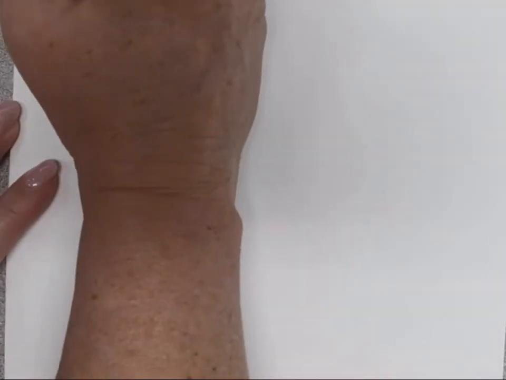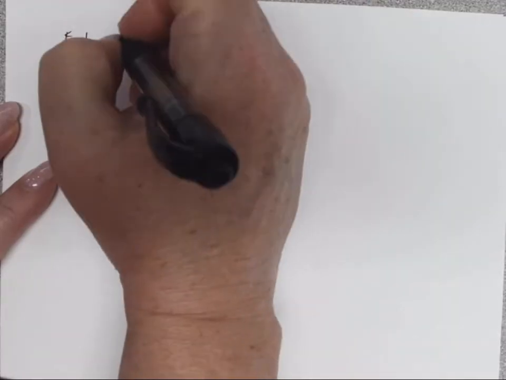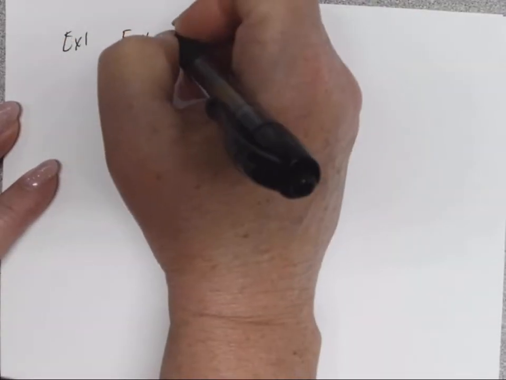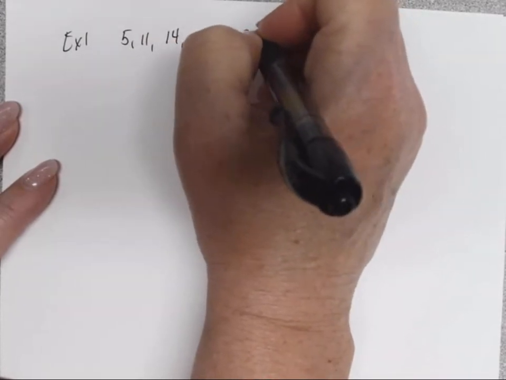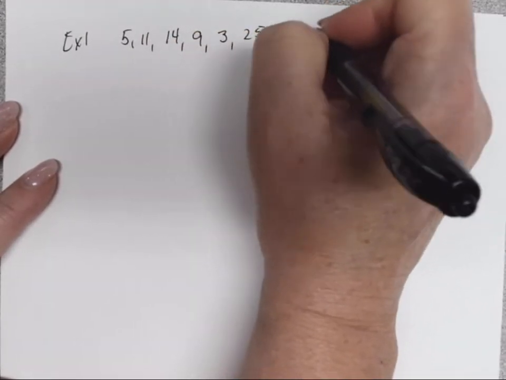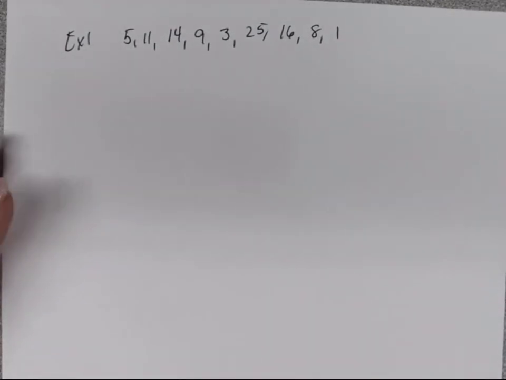So we're going to look at a list of numbers, and then we're going to answer some questions regarding the list. So for example 1, we are looking at the list of 5, 11, 14, 9, 3, 25, 16, 8, and 1. It's just a list of numbers. So we're going to talk about some subscripts with this.